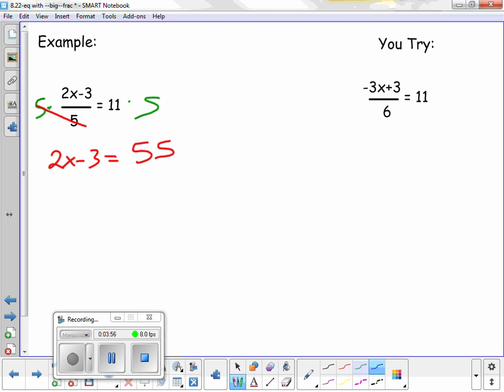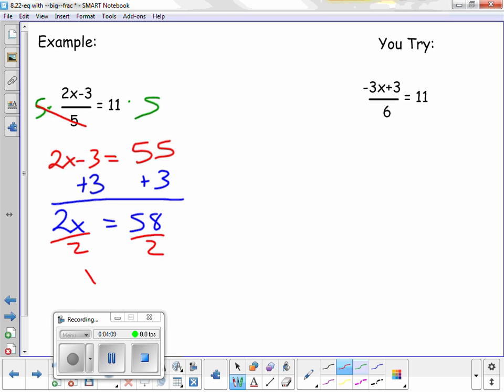Now I have an equation that you should be used to seeing by now. To get the x by itself, we now move the 3 since it's subtracting. Bring down the 2x equals 58. Then we divide by 2. So then that gives us 29.